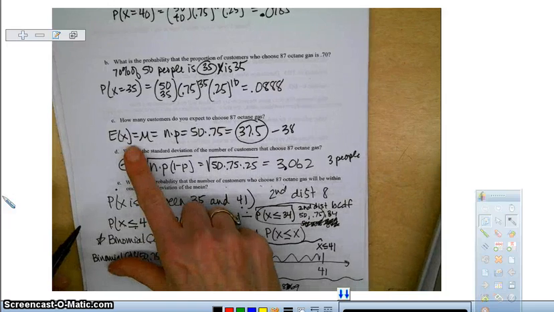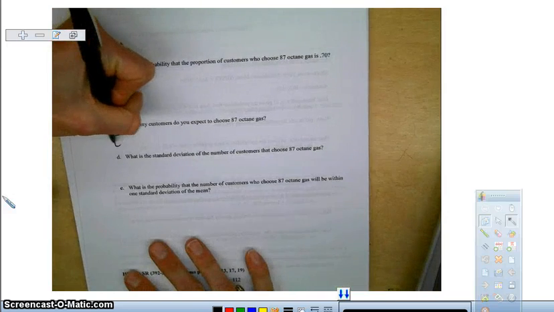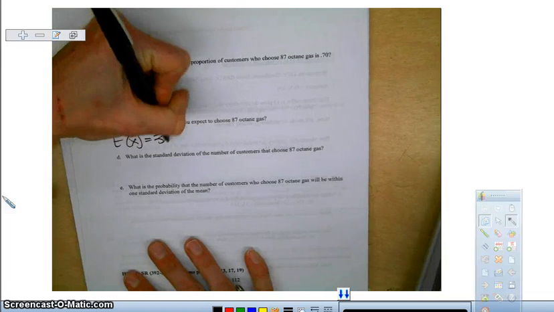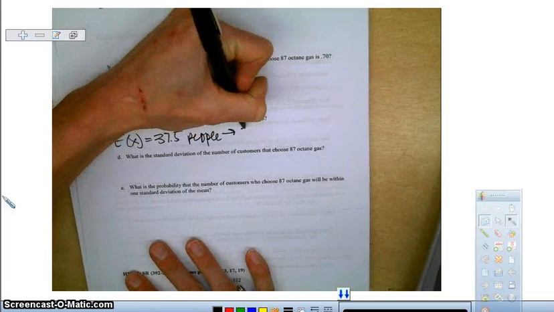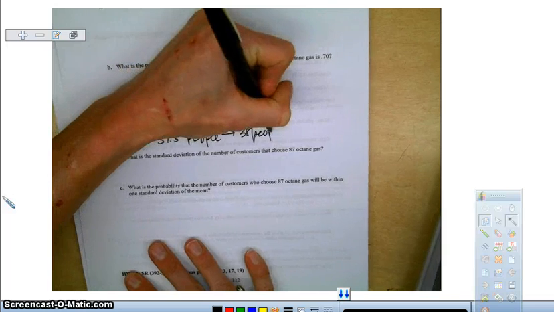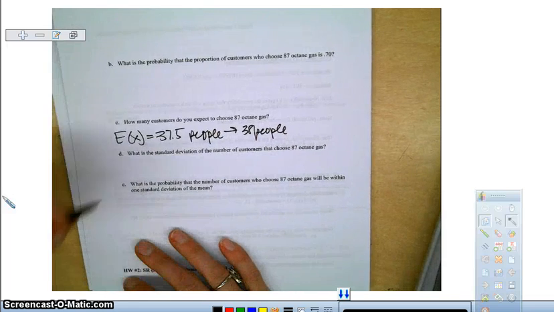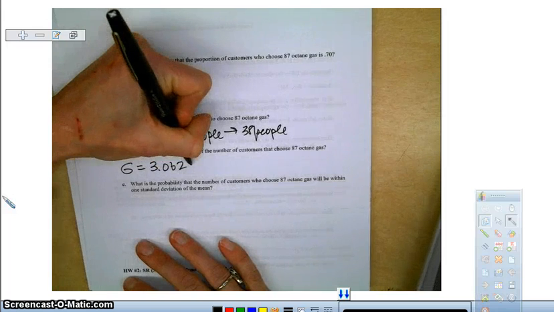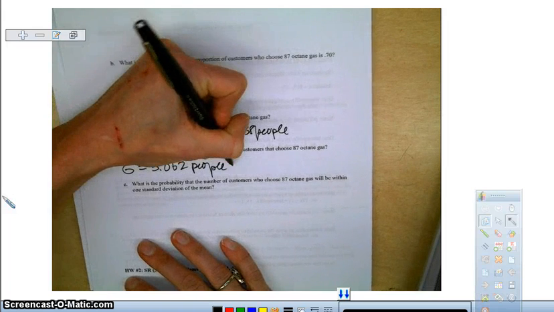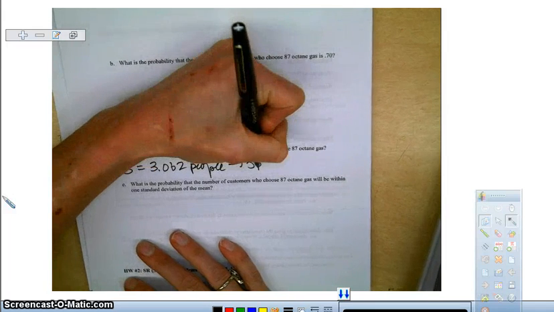So we found the expected value was 37.5. For part C, the expected value was 37.5 people are going to buy that 87 octane gas. We're going to round that to 38 people for purposes of whole people. And the standard deviation we found was 3.062, which we're going to change to 3 people. So that's our standard deviation.